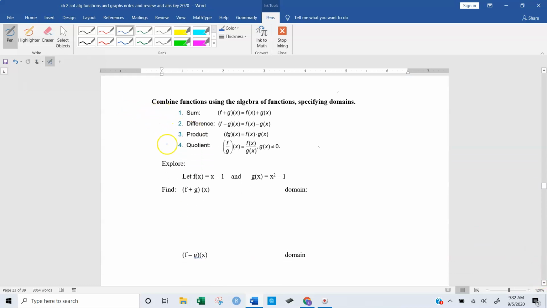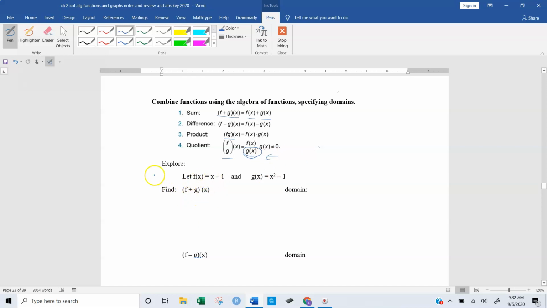Okay, now we have sum, difference, product, and quotient. This just means you take both functions and you add them together. This means you subtract them, multiply, or divide. Divide, you have to be careful because the g of x is your domain. So when you're using division, you will check the g of x and see where it cannot be equal to 0. So let's go here.